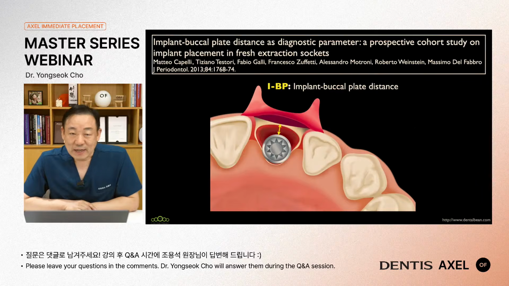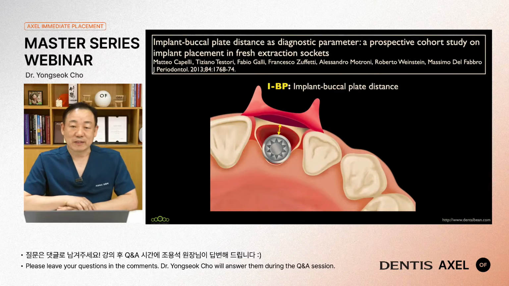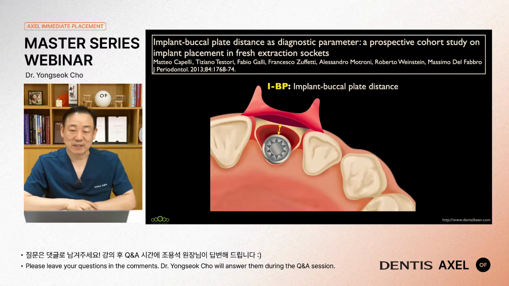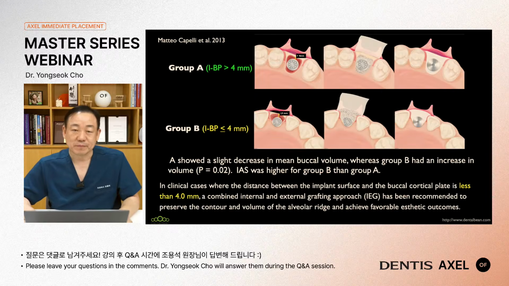Okay. This article mentioned the importance of a buccopalatal position. They introduced IBP, implant to buccal plate distance, and according to this article, the gap, IBP, when IBP is more than 4 millimeters or 4 millimeters or less. When we made over 4 millimeter IBP, the result was better.